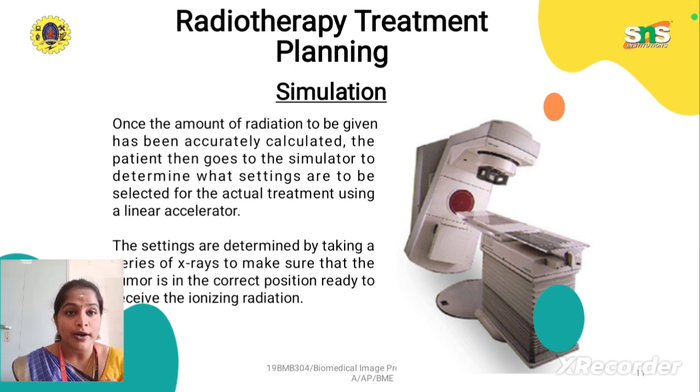See here, once the amount of radiation is accurately calculated, we have to make sure that the position is correct, because we have to destroy only cancerous cells. By receiving this ionizing radiation with the help of correct position identification, we can easily destroy the cancerous cells. The position accuracy is important while receiving the ionizing radiation.